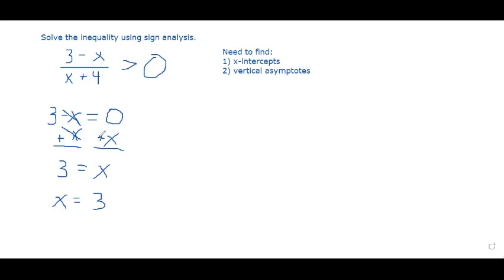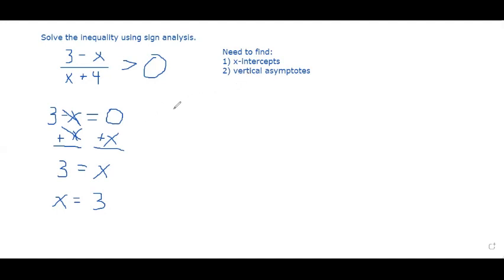Basically, if we plug in 3 for x, then we're going to get 0 in the numerator, and we're going to get 7 in the denominator because we know 3 plus 4 is 7. So that checks out. We actually end up getting 0 when x is equal to 3. All right, so now let's go ahead and determine the vertical asymptotes.